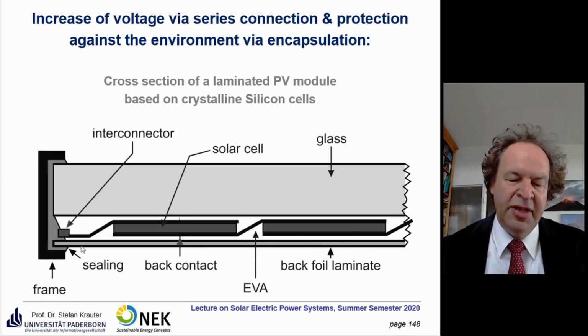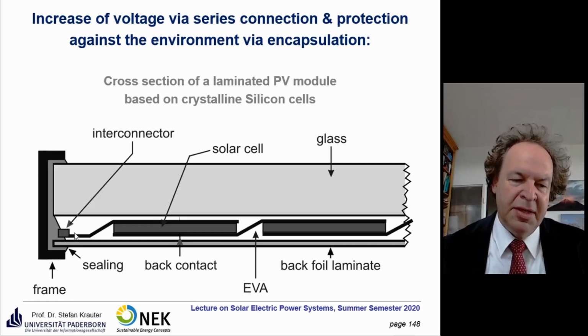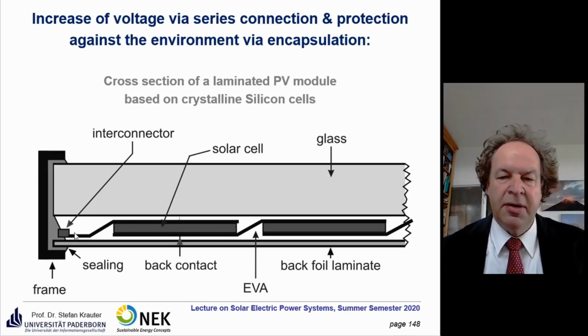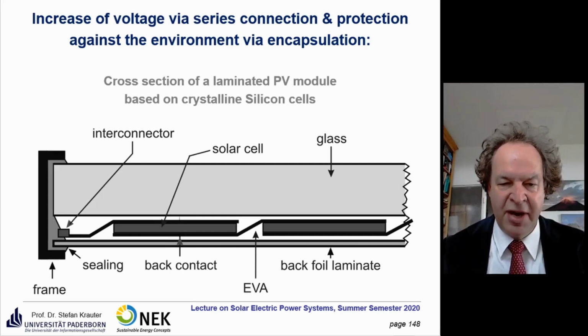Then you have here the string interconnector. Usually that's not directly at the sealing, it's a bit apart from the frame to allow good insulation. Remember, the latest modules have a voltage of 1000 to 1500 volts, and so they have to be kept at a distance from the metallic frame.